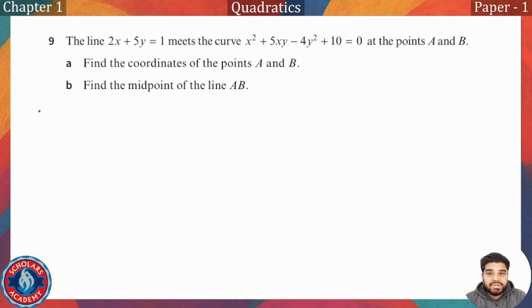Alright, so question number 9 says the line 2x plus 5y plus 1 meets the curve given over here at points A and B. You need to find the coordinates of points A and B and the midpoint of line AB. Almost similar type of question. Let's start.